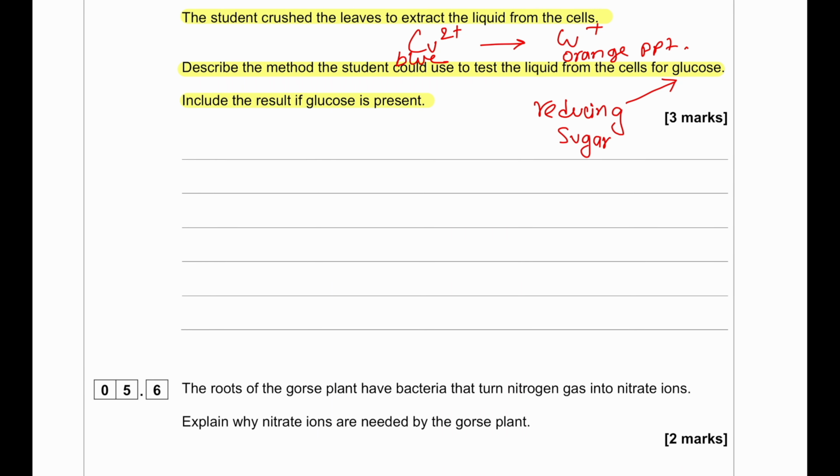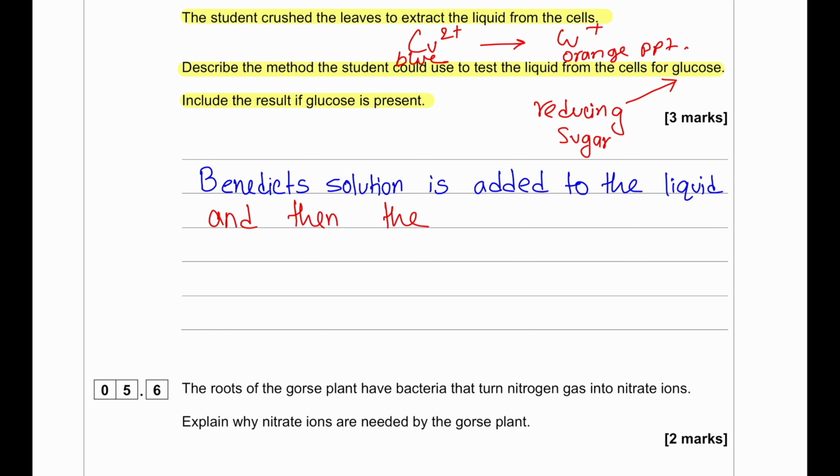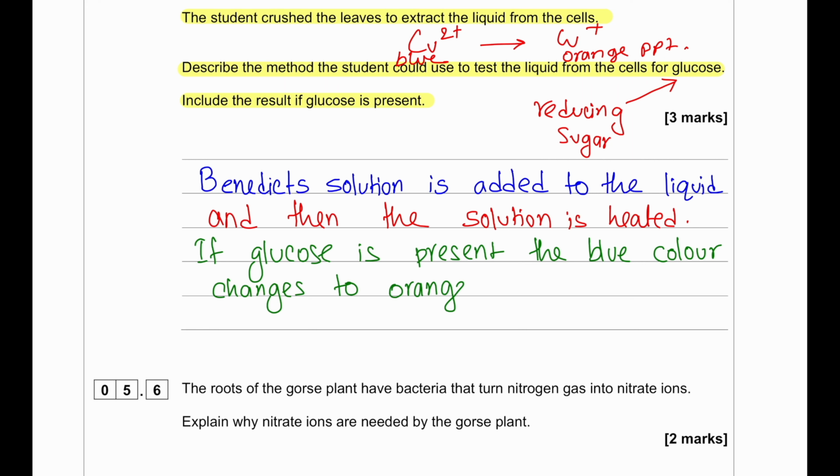So the answer is going to be like this. Add Benedict's solution to the liquid and then boil the solution. If glucose is present, the blue color will change to orange or brick red color.